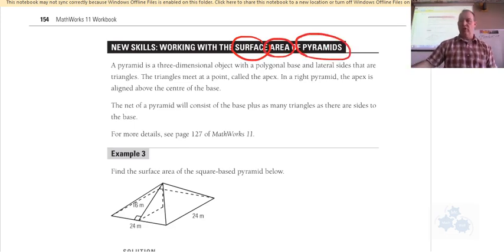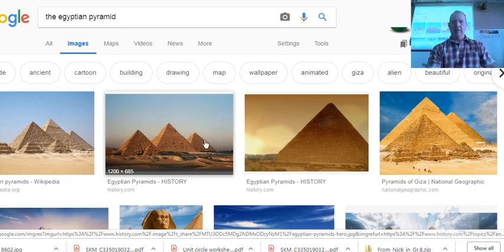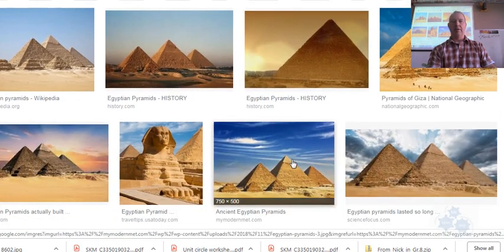Okay? So you know what the Great Pyramids look like, right? This is a diagram here of a pyramid. If we just look up some images of the pyramids, has anyone been to Egypt to see the pyramids firsthand? Anyone? Probably not. We don't have anybody in the room that's been there. I haven't been there either.